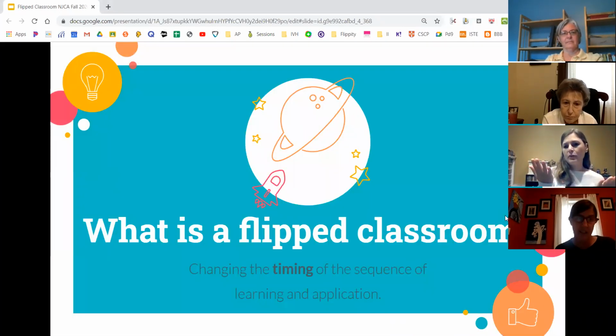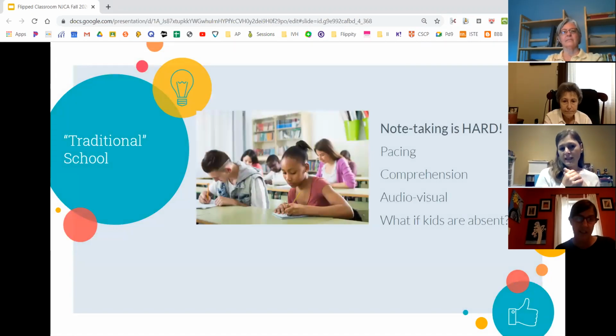So we'll start with a quick definition of what a flipped classroom is. The most basic version that I could come up with is that you're essentially changing the timing of the sequence of learning a new concept and applying it. So let's take a look at what this is like.